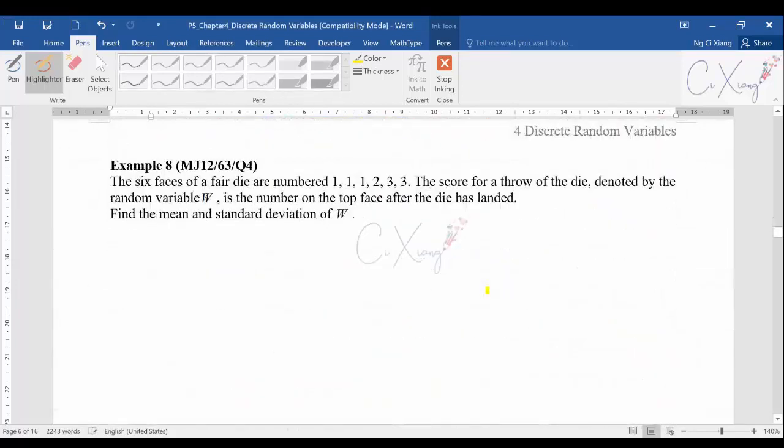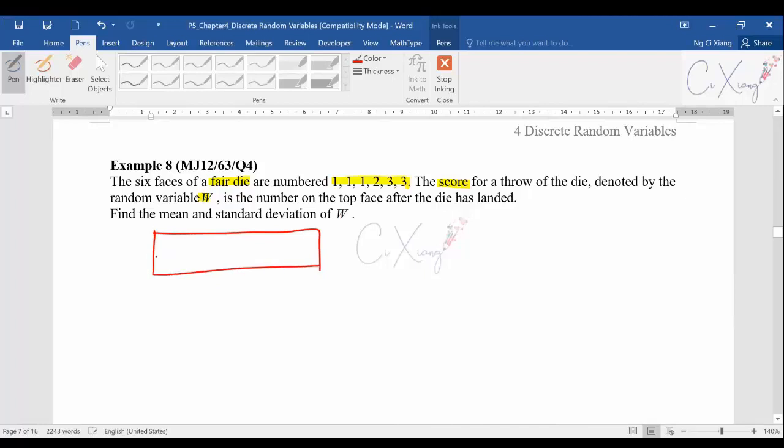It is a very simple example. You're having a fair die with 6 sides: 1, 1, 1, 2, 3, 3. The random variable W is the score when you throw the die. Then find the mean and the standard deviation of W. So I think this one is very, very simple. I just guide you how to do it, and you do it on your own.